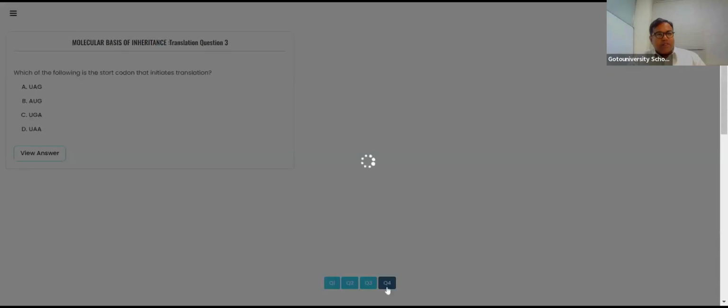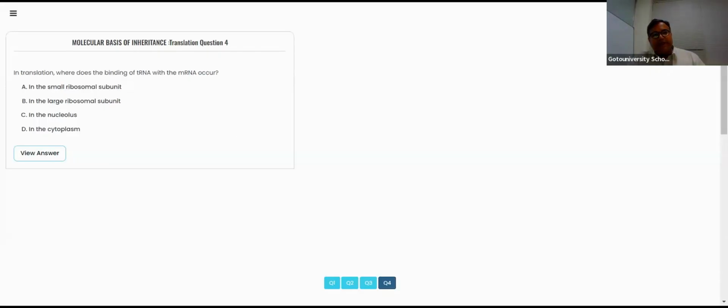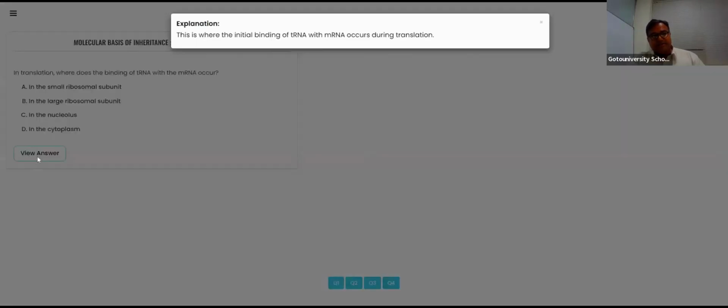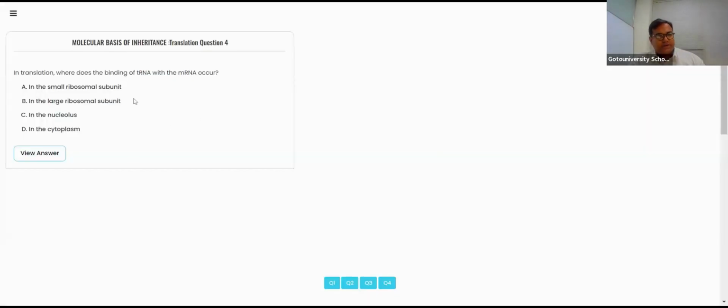Now we are entering question number 4. In translation, where does the binding of the tRNA with the mRNA occur? We all know very well. Does the binding of the tRNA with mRNA happen in the smaller subunit, larger subunit, the nucleus, or the cytoplasm? Of course, it is in the ribosomal subunit. The initial binding of the tRNA with the mRNA during translation occurs in the larger subunit. Basically, this entire event happens not in the nucleus and not in the cytoplasm, but in the larger subunit. I think you all understood.